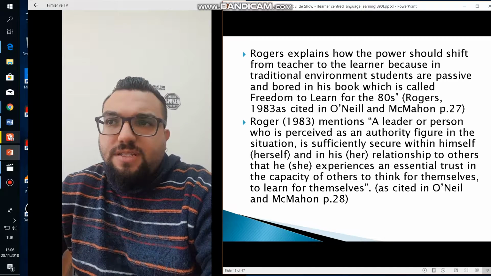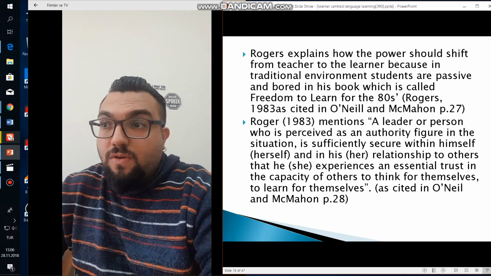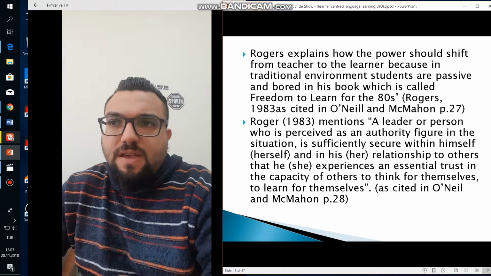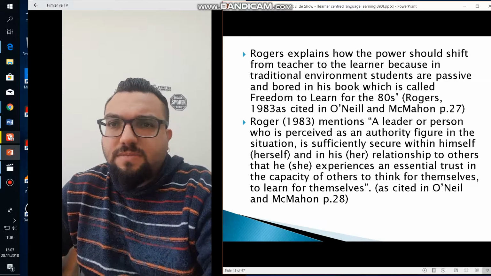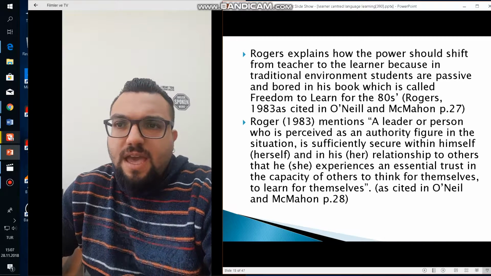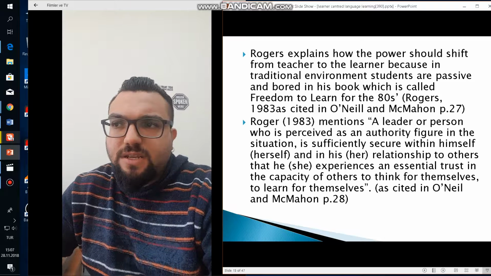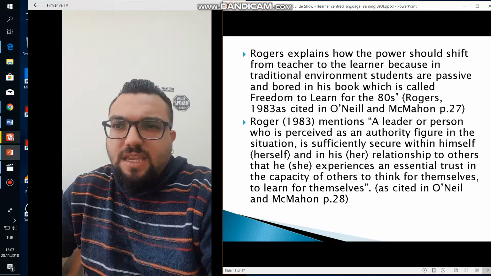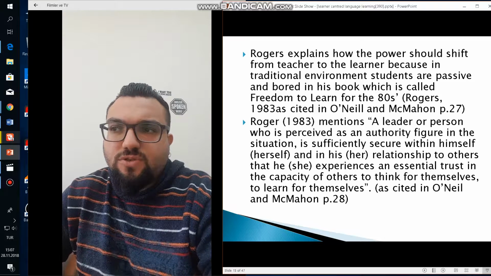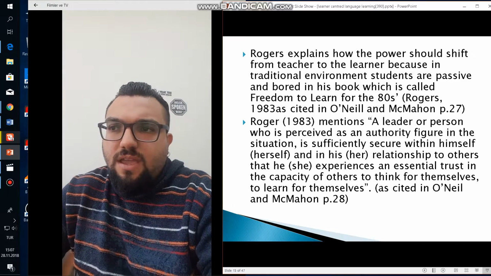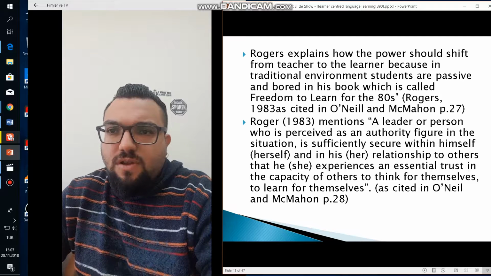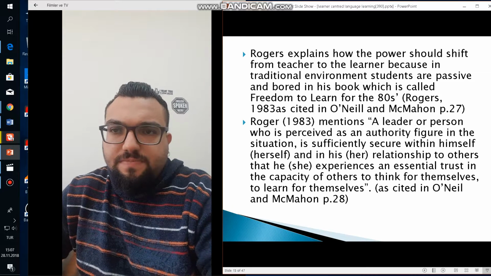Rogers mentions a leader or person who is perceived as an authority figure in the situation, is sufficiently secure within himself or herself and in his or her relationship to others that he or she experiences an essential trust in the capacity of others to think for themselves, to learn for themselves.